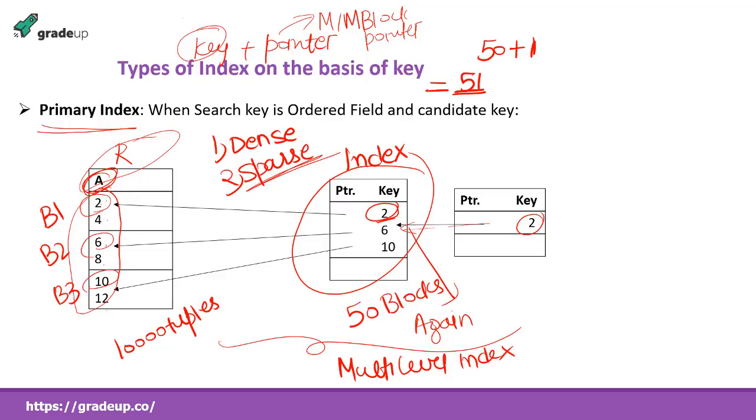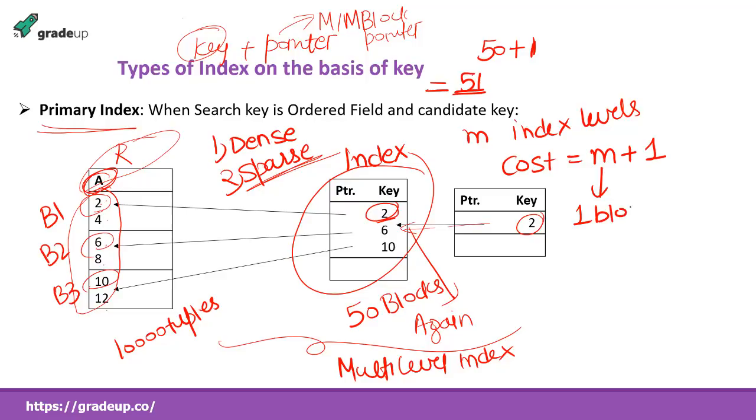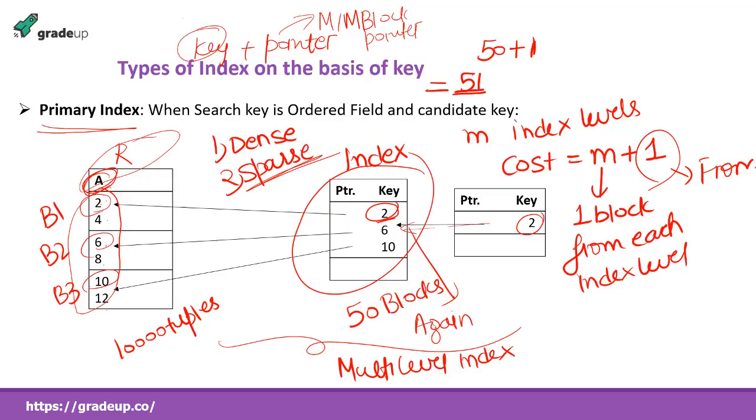Let us discuss the cost. Suppose you have built indexes on your index tables and in such a manner you have built m indexes, that is, m levels of index. Then the cost of accessing would be m plus 1, because you are going to access one block from each index level and one for actual accessing of data from relation R.